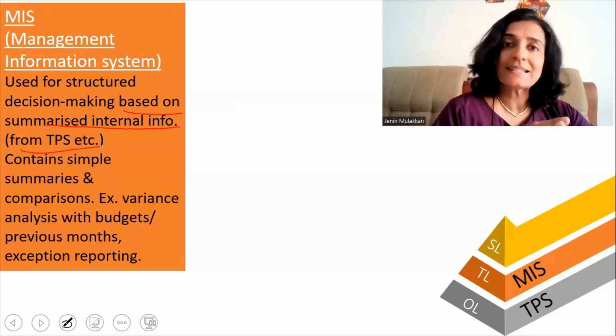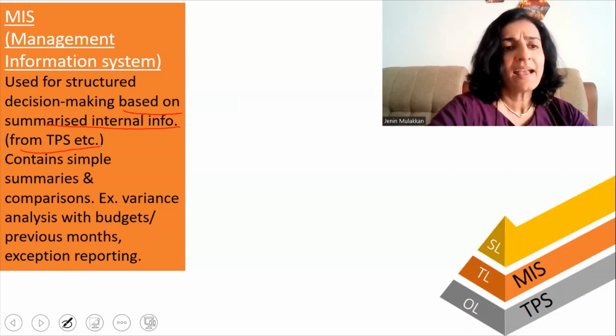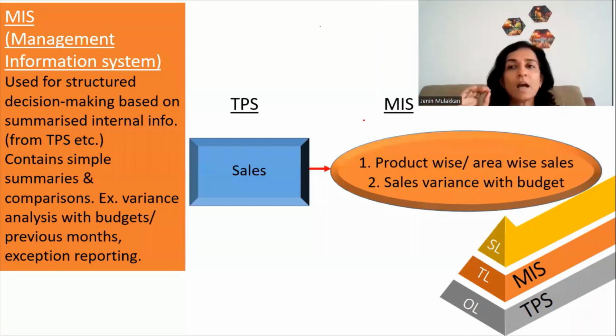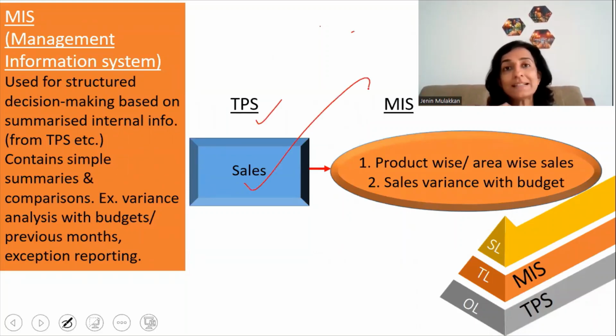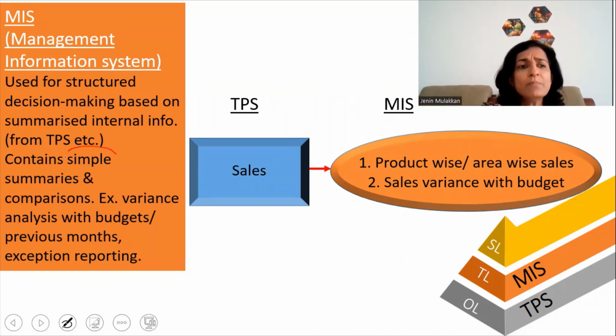TPS is nothing but the transaction processing system, and it contains simple summaries and comparisons. Now, as an example, we can say there is a transaction processing system for sales. From that, we can extract the product-wise or the area-wise sales, or we could see the sales variance with the budget. So this forms part of MIS. So these are just simple summaries and comparisons that are extracted from the TPS.